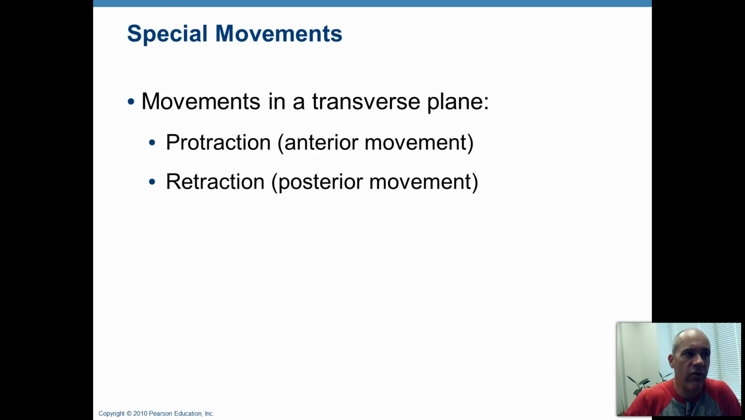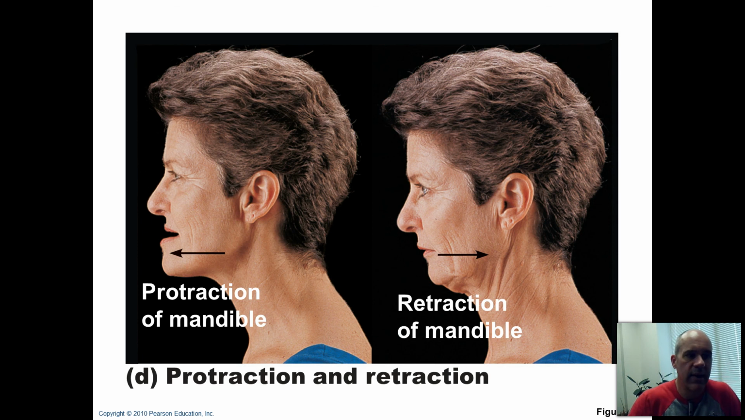All right, movements in a transverse plane. So here's your transverse plane. And if you move something forward or anterior, that's called protraction. If you move something backwards in that transverse plane, that's called retraction. So let's take a look at the jaw here. When you jut your jaw outward like that, that's protraction of the mandible. When you pull it back like this, that's retraction of the mandible. So you're moving the bones there in an anterior direction versus a posterior direction. That's protraction and retraction.